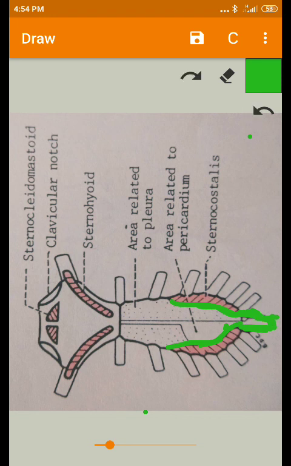So these are the attachments and the relations on the posterior aspect of the sternum. Okay, thank you.